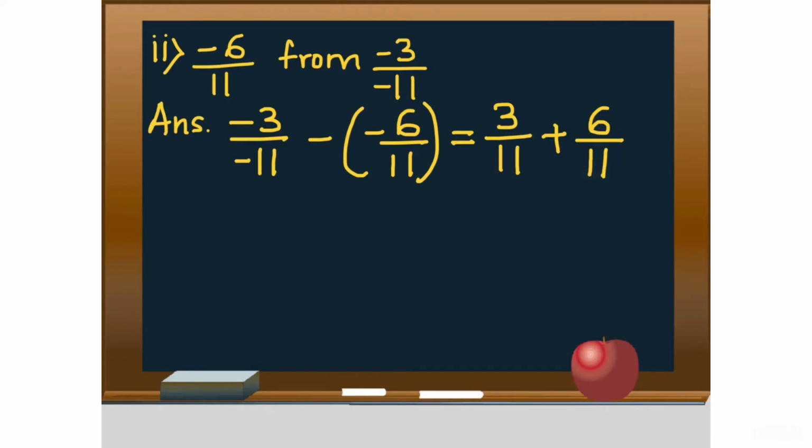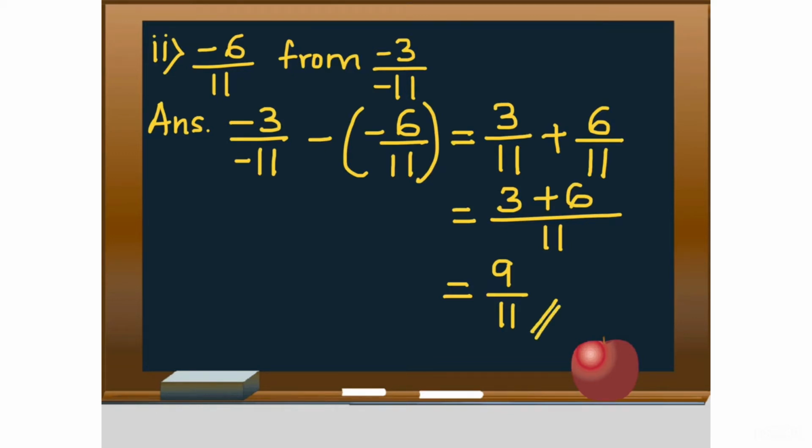Now you can see that here we have the same denominators. So we will take 11 as the common denominator and we will simplify the numerators. This expression is equal to 3 plus 6 is 9 by 11 in the denominator. Since we don't have any common factors to cancel and it is in proper form, we stop here. 9 by 11 is the answer.